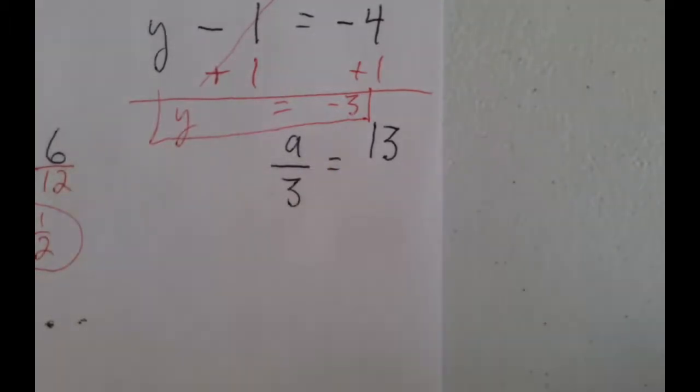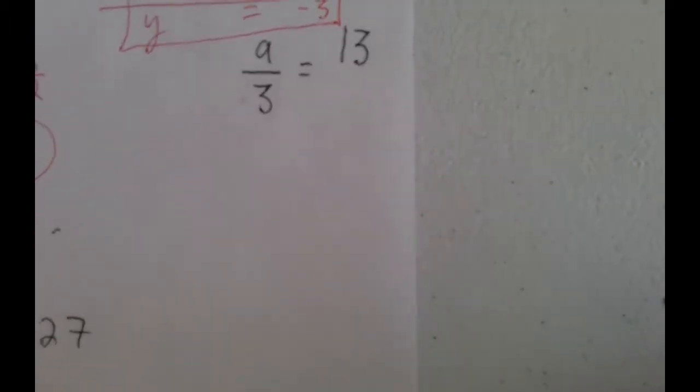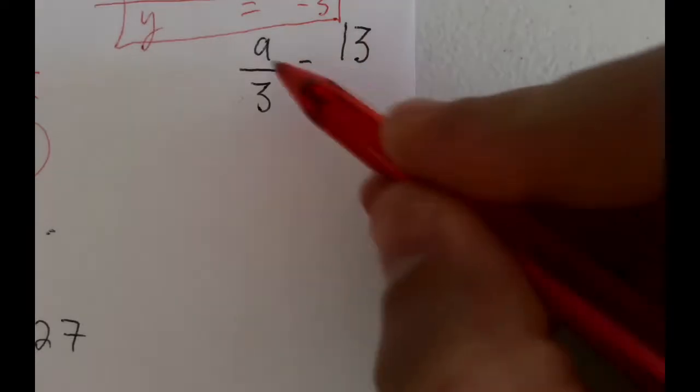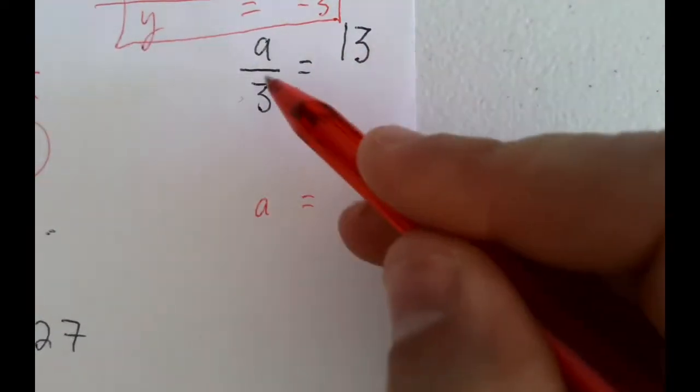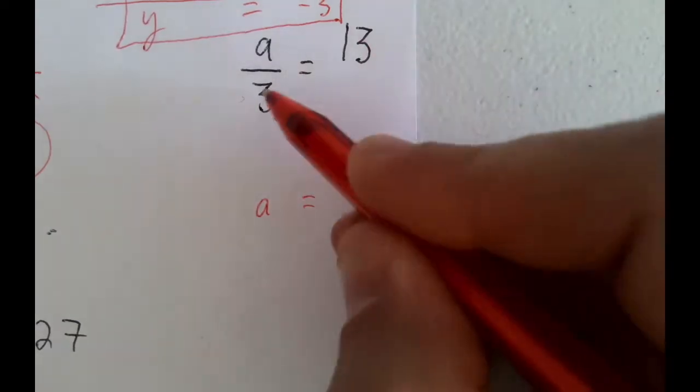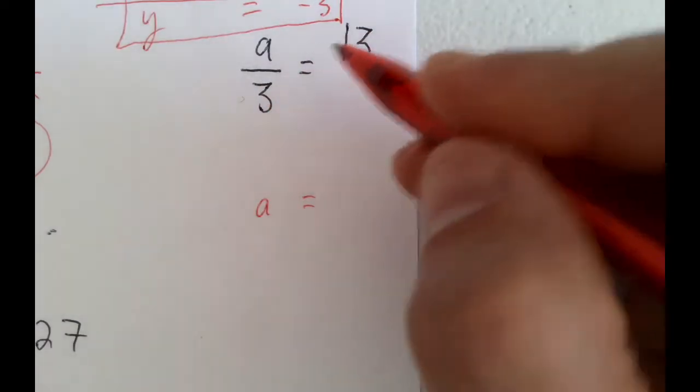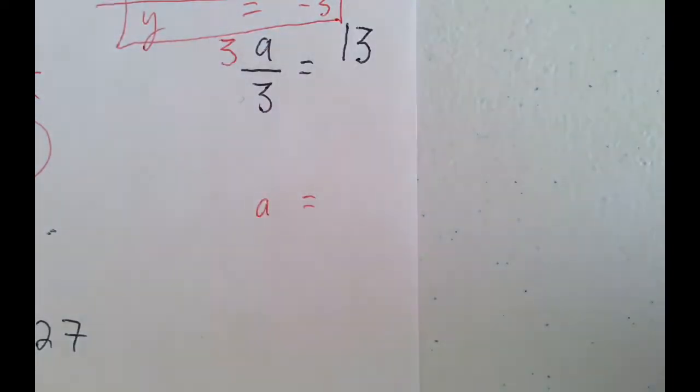a divided by 3 equals 13. So currently I have a being divided by 3. If I want to know what a is by itself, I've got to get rid of division by 3. Division will be canceled if we multiply by 3. And we've learned that's really a reciprocal.